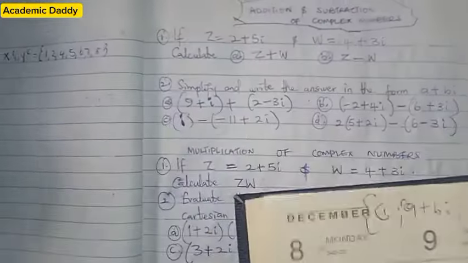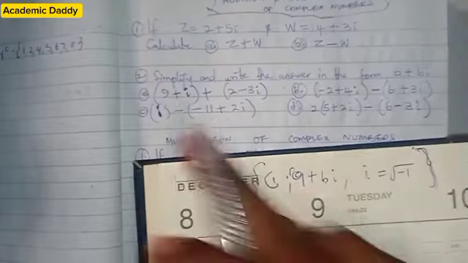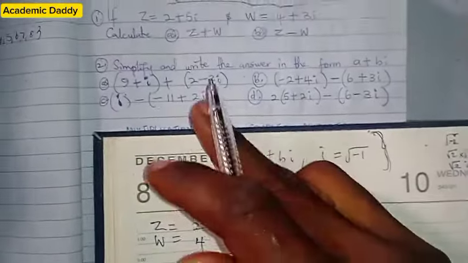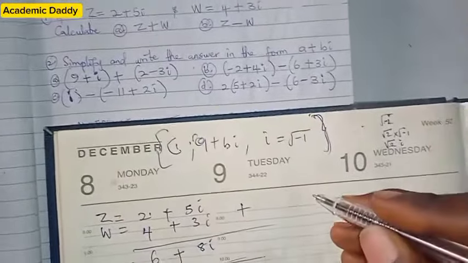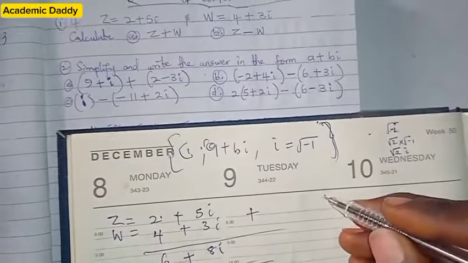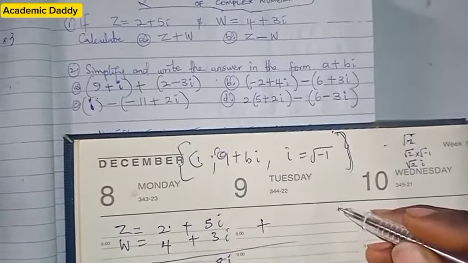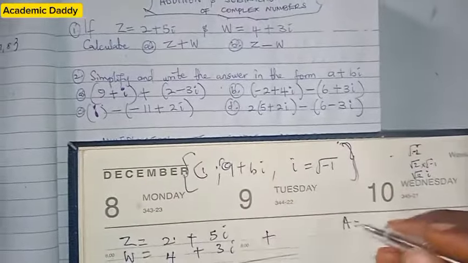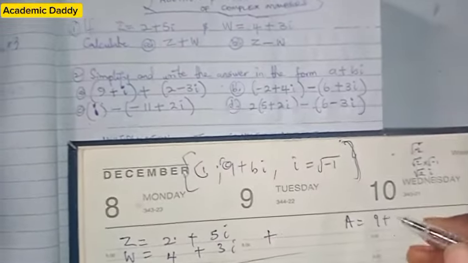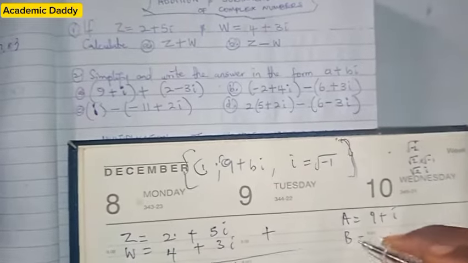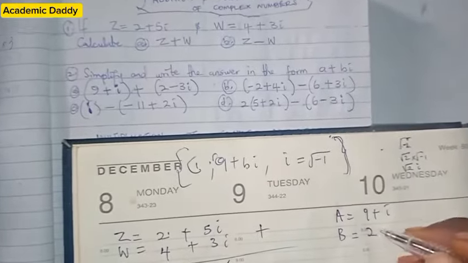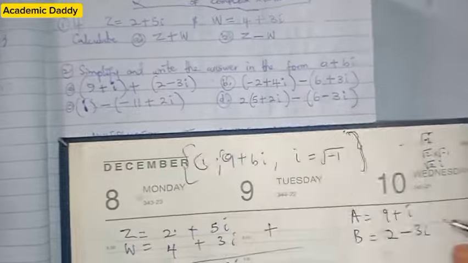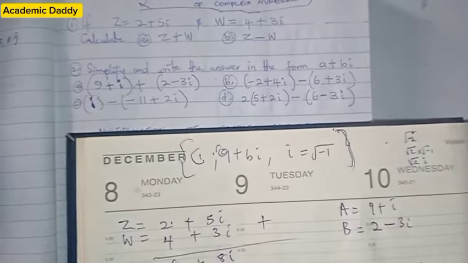So with that said, they give us another one. They said number 9, simplify and write in the form of a plus bi. So to do this, let's say I call a to be equal to 9 plus i, then b to be equal to 2 minus 3i. Then they said I should add them up.